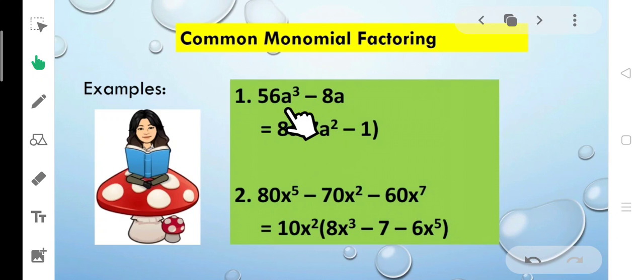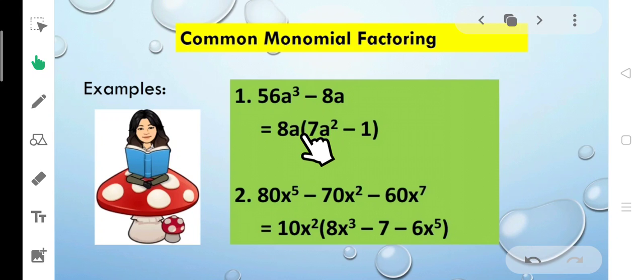And the greatest common factor of a cubed and a is a. So it is the variable with the least number of exponent. So the GCMF, or the greatest common monomial factor of 56a cubed minus 8a is 8a. To find the other factor, just divide 56a cubed by 8a, that is equal to 7a squared.